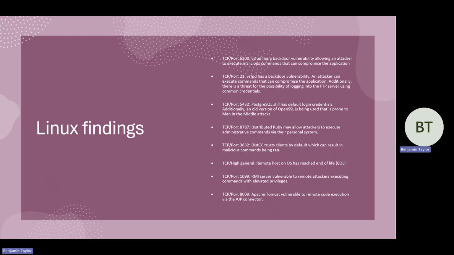So to get into some of the findings for Linux, we found 15 high-level vulnerabilities, as I mentioned, that all require immediate action. So starting with TCP port 6200, we found a backdoor vulnerability in the VSFTPD file, which could allow an attacker to execute malicious commands. This is particularly concerning because it can lead to having somebody access and compromise the entire application, which would be very bad. And anytime that an attacker is able to fully get through with no limitations is always bad news.